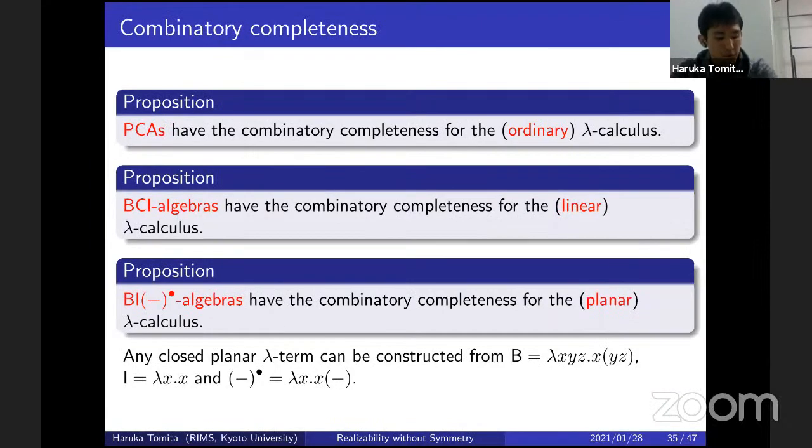Like PCAs for the lambda calculus and BCI algebras for the linear lambda calculus, BI bullet algebra has a property called combinatory completeness for the planar lambda calculus. Roughly speaking, any closed planar term can be made from B and I using the application and the bullet operation. Please refer to our paper for the precise proposition of the combinatory completeness.